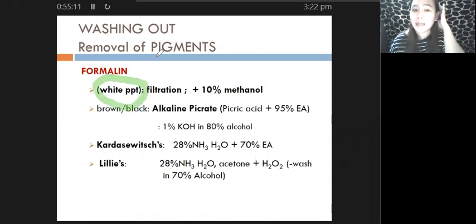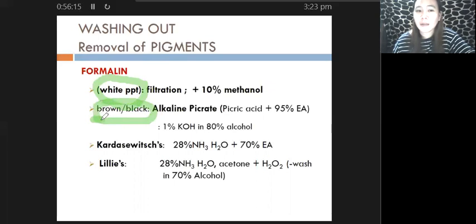That white precipitate is formed due to prolonged storage of your formalin solution, especially at low temperatures. How can you remove paraformaldehyde? You can perform filtration, which is a physical way of removing it. You can also add 10% methanol, which serves as a preservation technique: it prevents the formation of paraformaldehyde, and it is also capable of removing paraformaldehyde already present in your solution.